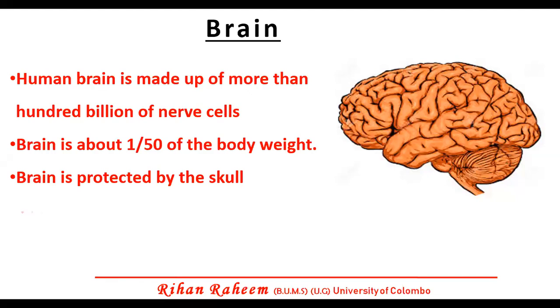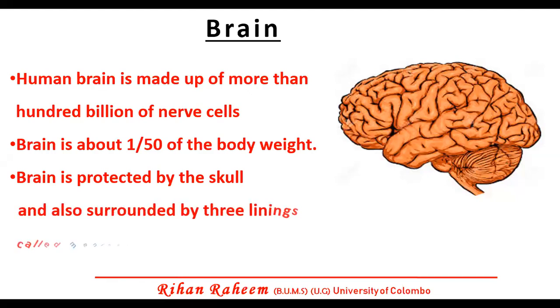Okay, the brain is protected by the skull, we know that, and also surrounded by 3 linings called meninges. So in school, in an exam, if they ask what are the layers which protect the brain, you can say the meninges and the skull. Those are 2 methods to protect your brain.